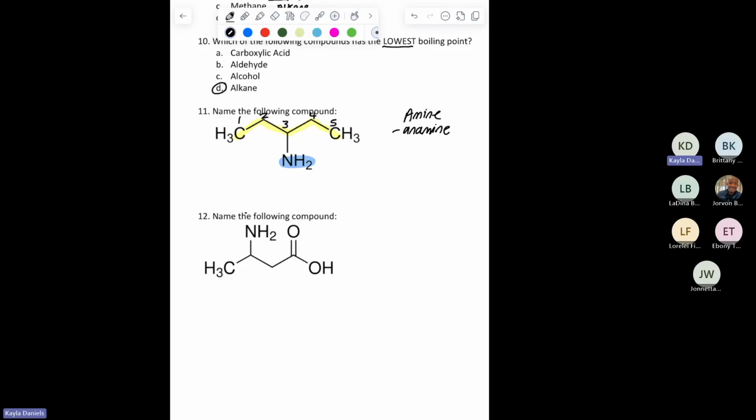All right. Then we're going to end with an amine, pent because there's 5. Next step is to tell the audience where it is. It's coming off of carbon 3. And the last step would be to take care of any branches, but there are no branches. So this is just 3-pentanamine.